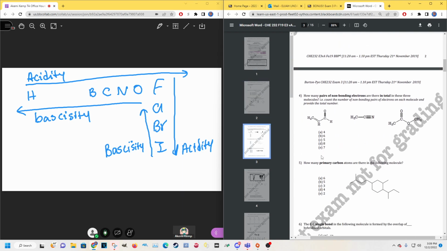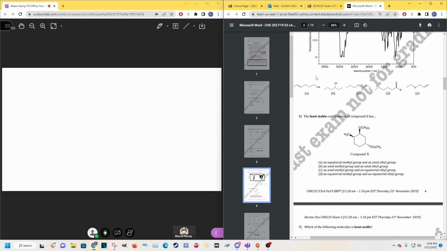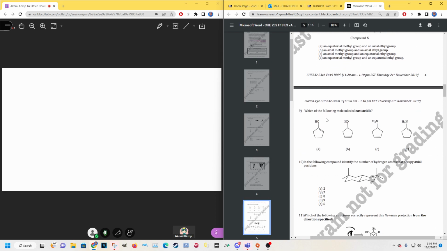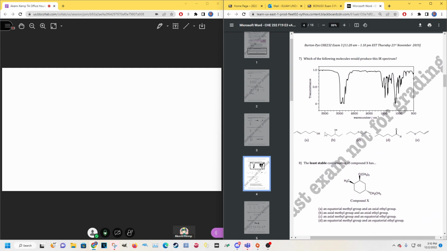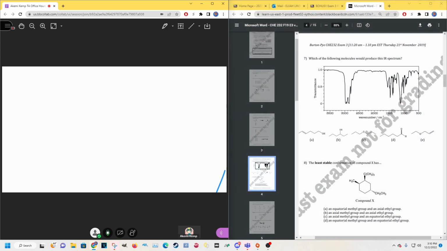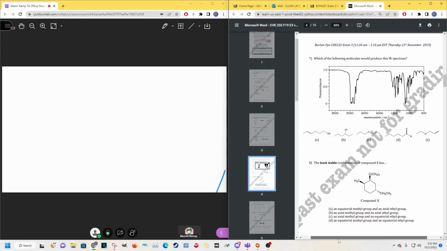Could we start at 7, then skip 8 and go to 9? Oh, sure, we could do that. For 7, I can't really draw it, so we'll talk about it. So 7 is: which of the following molecules would produce this IR spectrum? So we're looking at an IR spectrum chart.